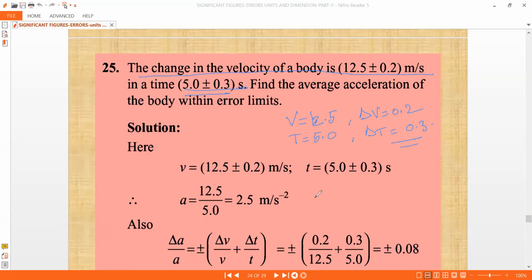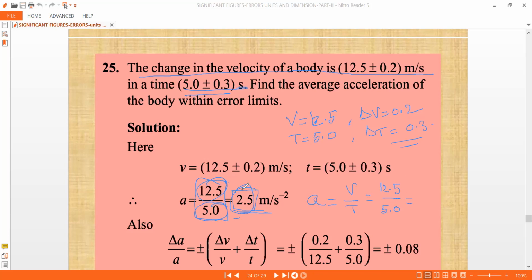So acceleration is basically velocity by time. So v by t, just calculate using this. You have 12.5 divided by 5.0. Do that calculation first. That is 2.5 meters second power minus 2. So why 2.5? You can see this is two significant figures and this is three significant figures. The least number of significant figures is what we are expressing here. So that is 2.5, not 2.50. This is the idea you should have.